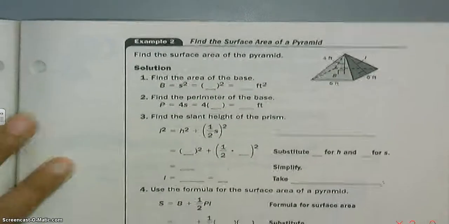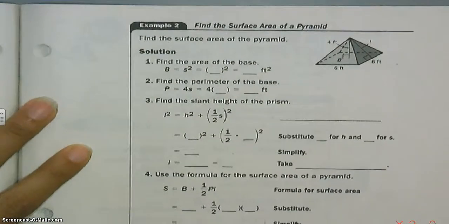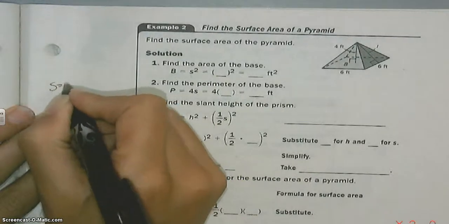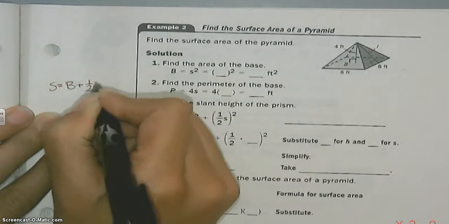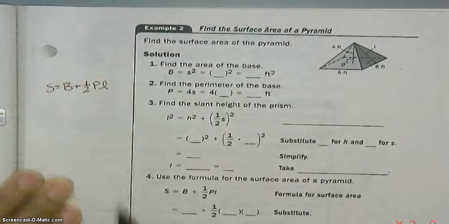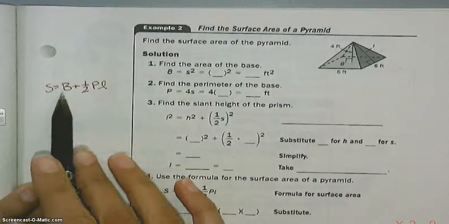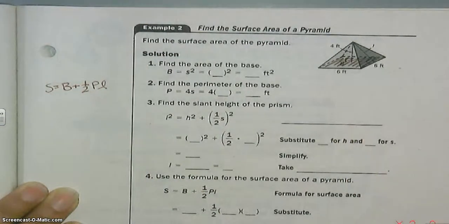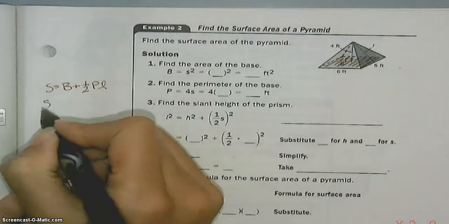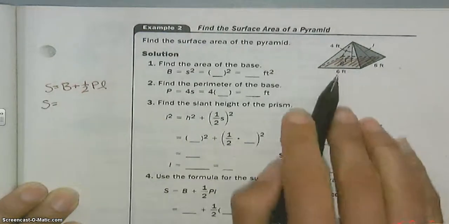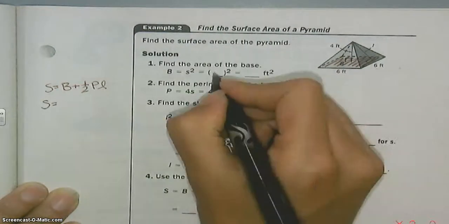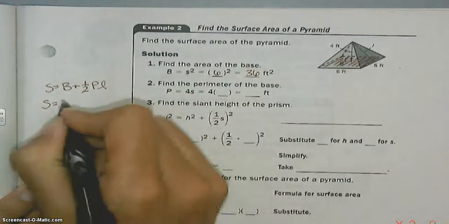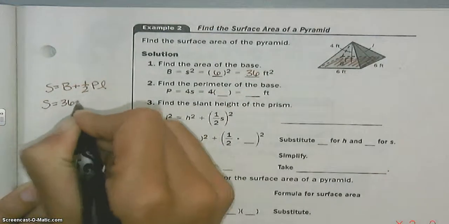So let's apply that. Find the surface area of the pyramid. So first step is to write the formula. B plus 1/2 PL. Remember, big B stands for area of the base. What's my base here? My base is this square. So how do I find the area of a square? Well, I do side times side. 6 squared is 36. So my base is 36.